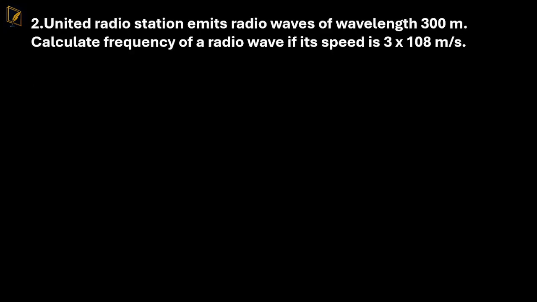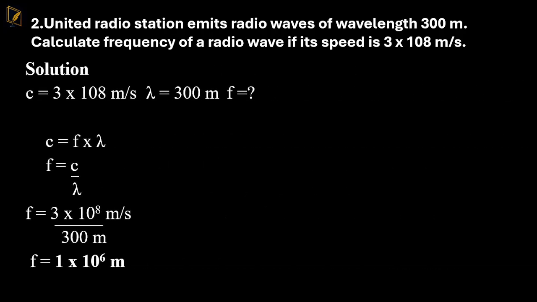Another example: a radio station emits radio waves of wavelength 300 meters. Calculate the frequency of the radio wave if the speed is 3 times 10 to the power 8 meters per second. So it's just a matter of writing the formula first, then looking at what's missing. What's missing here is the frequency.